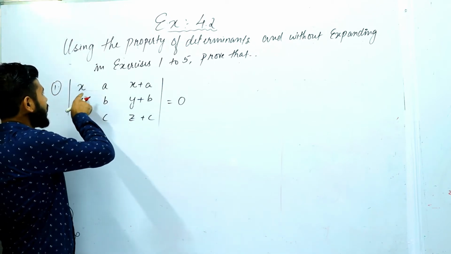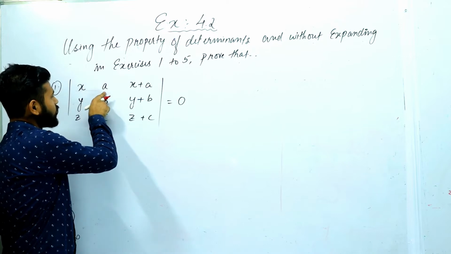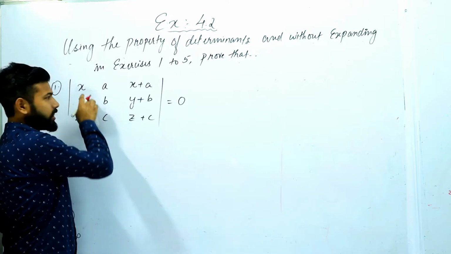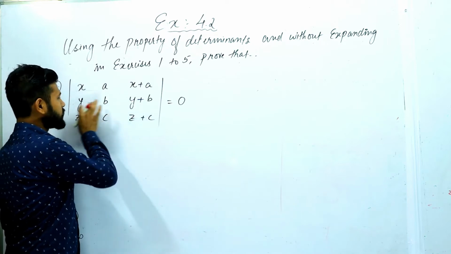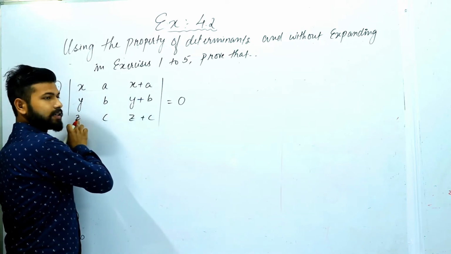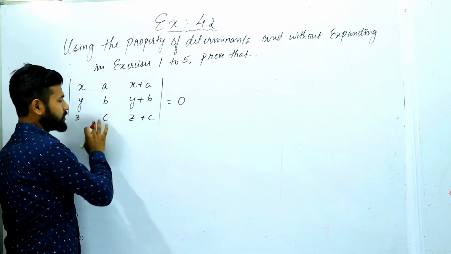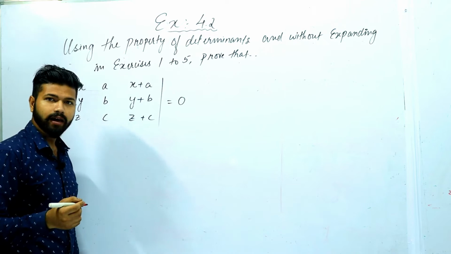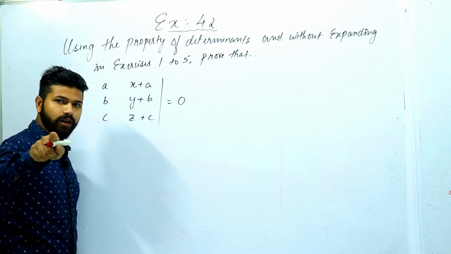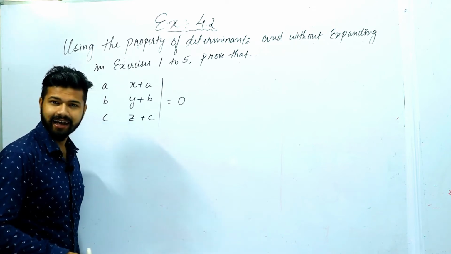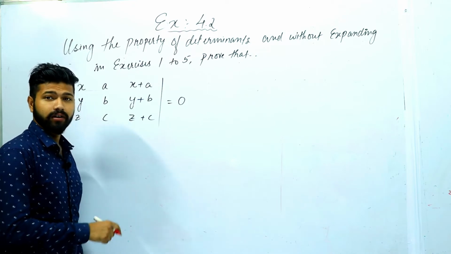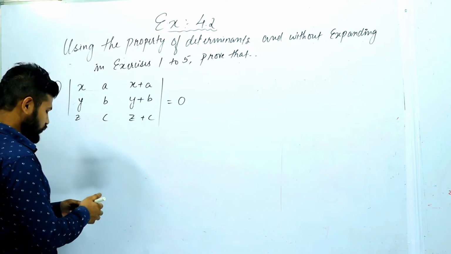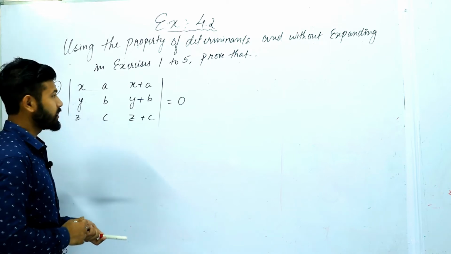If I add the first column with the second column, we can obtain x plus a, y plus b, and z plus c. So by applying one property, we can make the two columns equal, and when two columns are equal, we can clearly say that the result of that determinant will give you 0. Very nice. So let us apply the property here.